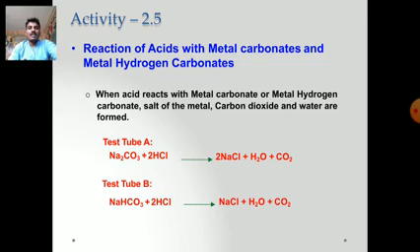Next, activity 2.5, the reaction of acids with metal carbonates and metal hydrogen carbonates. When an acid reacts with a metal carbonate or metal hydrogen carbonate, the salt of the metal, carbon dioxide and water are formed. First, test tube A contains Na2CO3 plus 2HCl, which is converted into 2NaCl plus H2O plus CO2. Second, test tube B contains NaHCO3 plus HCl, which is converted into NaCl plus H2O plus CO2.